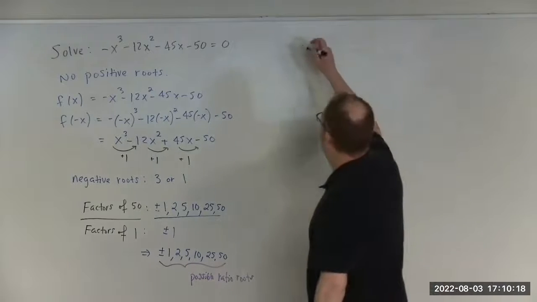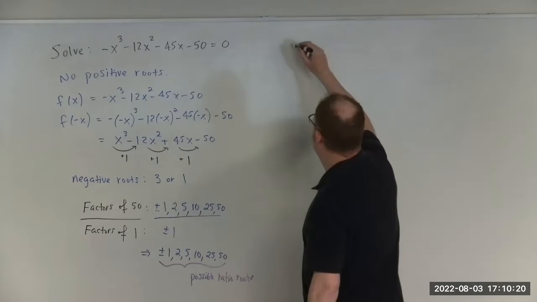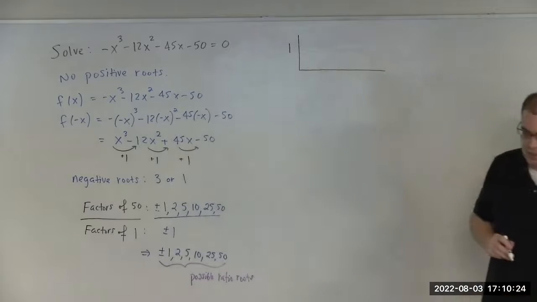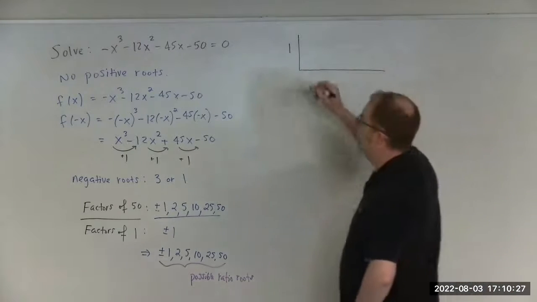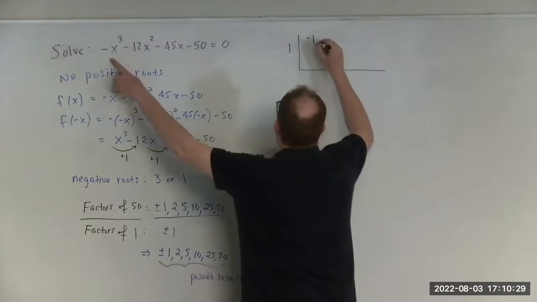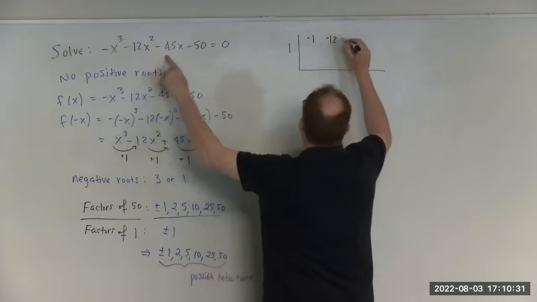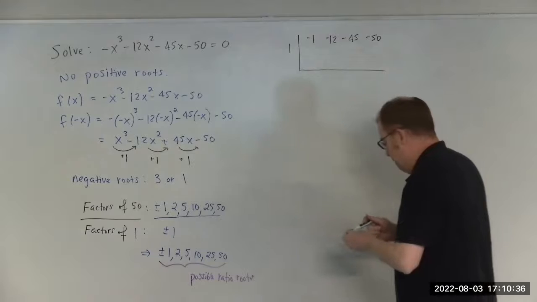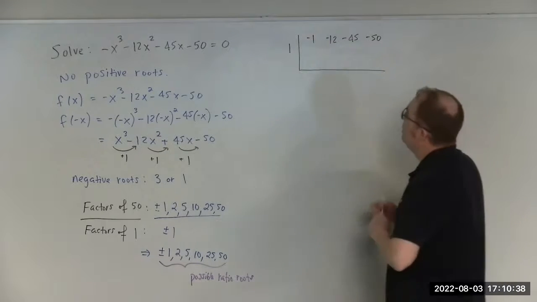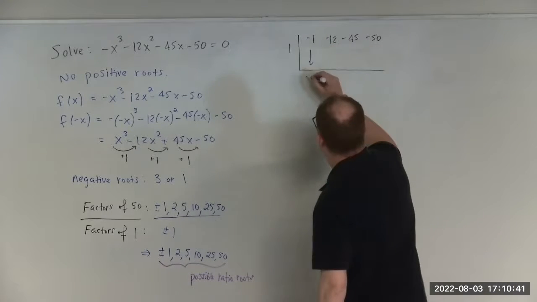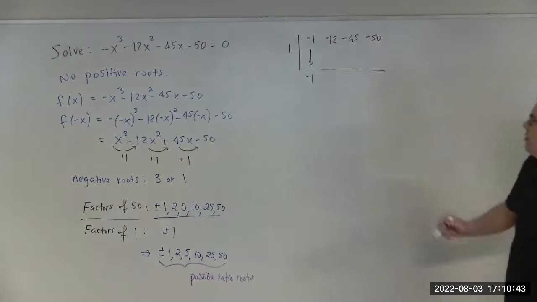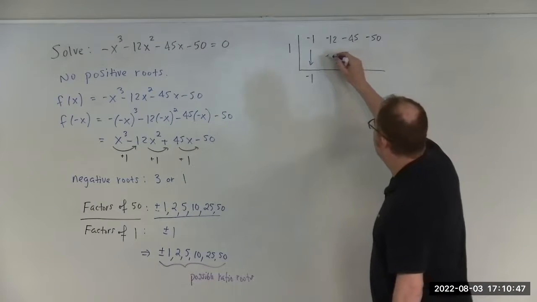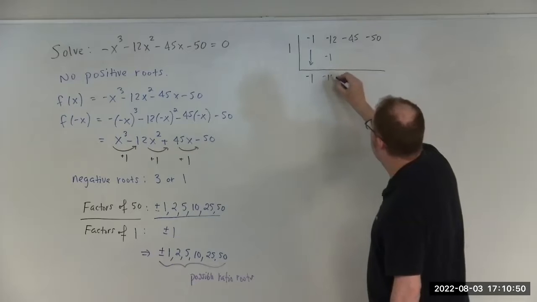So let's start with 1. The technique I'm going to use here is called synthetic division, so we're only working with the coefficients. We have minus 1, minus 12, minus 45, and then minus 50. We bring this down. You bring down minus 1, then multiply: minus 1 times 1 gives us minus 1. We store the result there and we get minus 13.